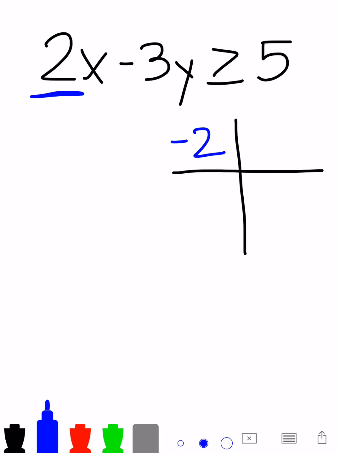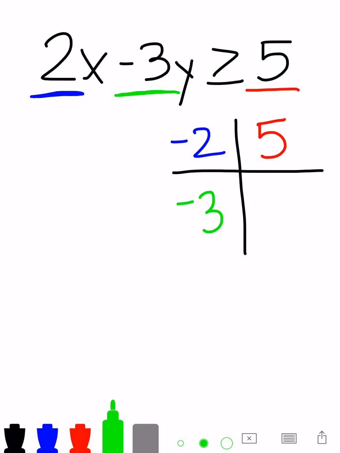Then you want to keep your answer. In this case, the answer is 5, so I'm going to put a positive 5 right here. And in the bottom boxes, I'm going to keep my y. And my y in this case is going to be a negative 3. So I'm going to put a negative 3. I'm going to divide from top to bottom. So if you guys see, I'm dividing by a negative number because I'm dividing by a negative 3.